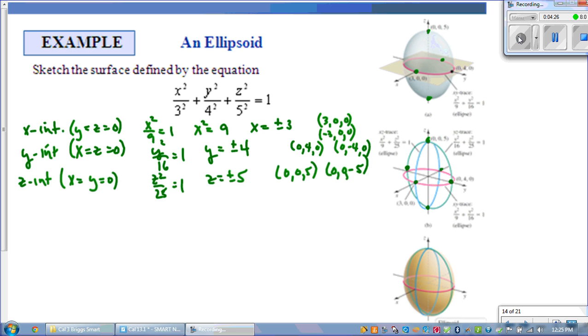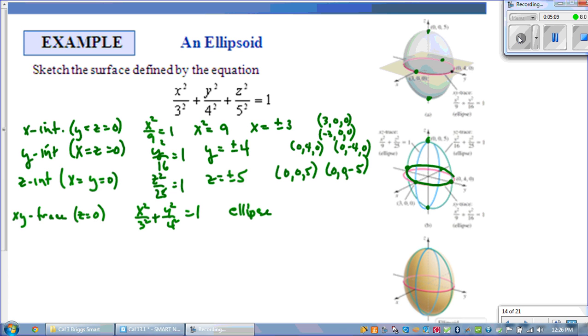So now you have where the graph of this ellipsoid crosses each of the coordinate axes. Now let's look at traces. The xy trace is where you're finding where it intersects the xy plane, which is the equation z equal to 0. So letting z equal to 0, we have x squared over 3 squared plus y squared over 4 squared equal to 1, which is an equation of an ellipse. The major axis will be along the y-axis, and the minor along the x-axis, so length 3, and that's exactly this ellipse that we have drawn here.